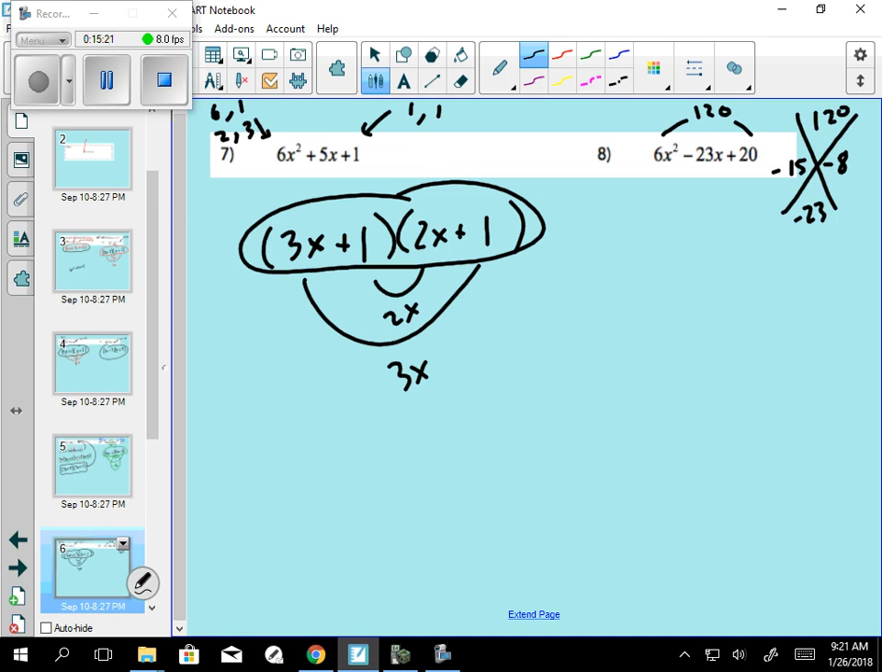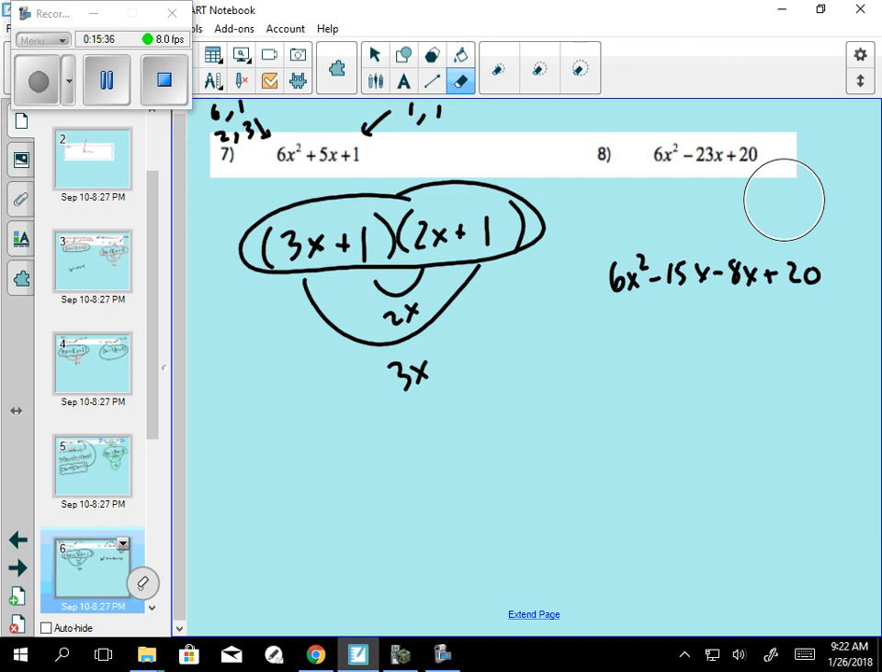So what we're going to do for our factor by grouping method then is, instead of writing that negative 23, we're going to write it as negative 15x and negative 8x. Okay, now we're going to group together the first two terms and the last two terms and find the greatest common factor.